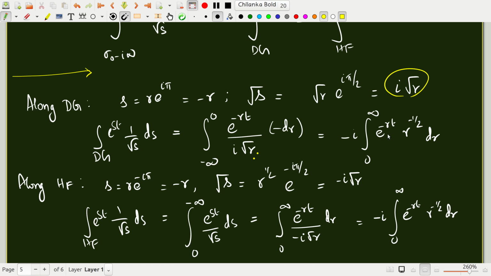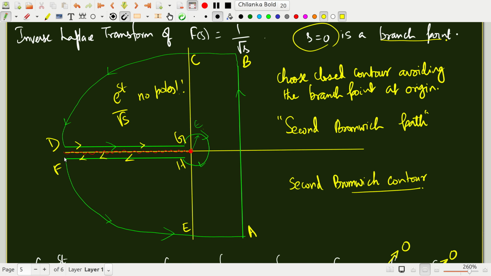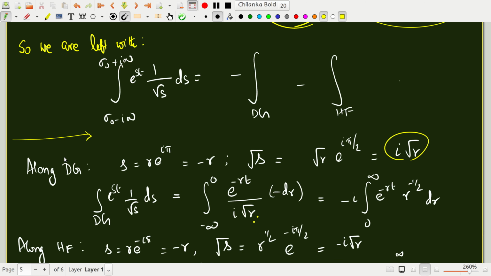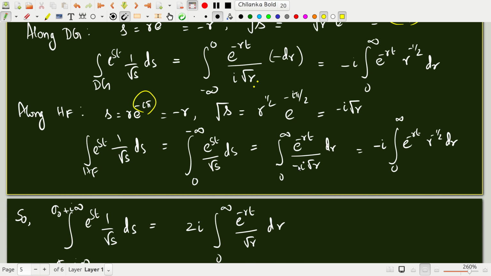I'll get e to the minus rt, r to the minus half dr. Now along HF, the opposite direction, you're going from 0 to minus infinity. The argument is minus pi, right? It's s is r e to the minus I pi, so it's minus r, same, but root s is r to the half e to the minus I pi by 2. Now it becomes minus I root r. Remember, root s here was plus I root r, here it is minus I root r. Why are they different? Because they are on either side of the branch cut, so obviously they will be different.